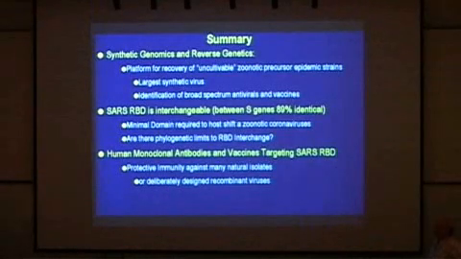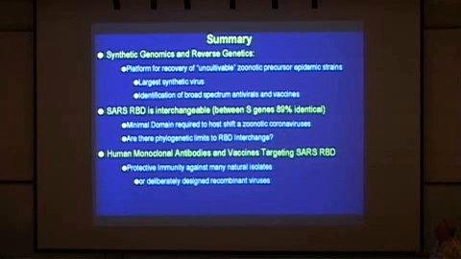So in summary, synthetic genomics and reverse genetics can certainly be a platform to recover uncultivable zoonotic precursors. It can be used to synthesize the largest synthetic virus to date. This is going to be a short-lived record, but it is a record. And you can now use it to identify broad-spectrum antivirals and vaccines.